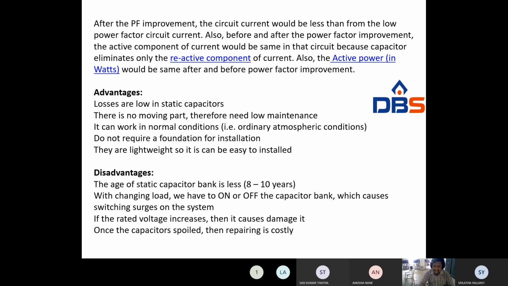What are the disadvantages? The lifetime of the capacitor is only 8 to 10 years. With the changing load, switching the capacitor bank on or off causes switching surges on the system. Whenever the rated voltage is exceeded, it may damage the capacitor.